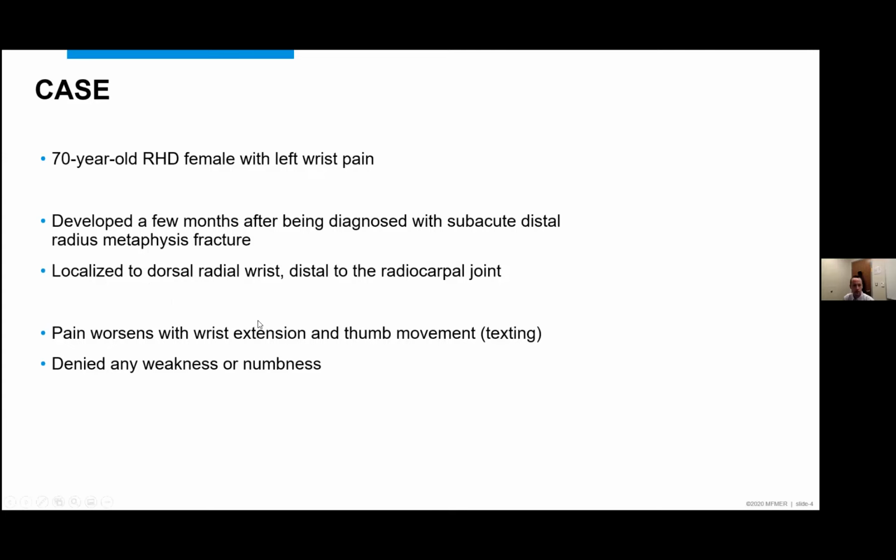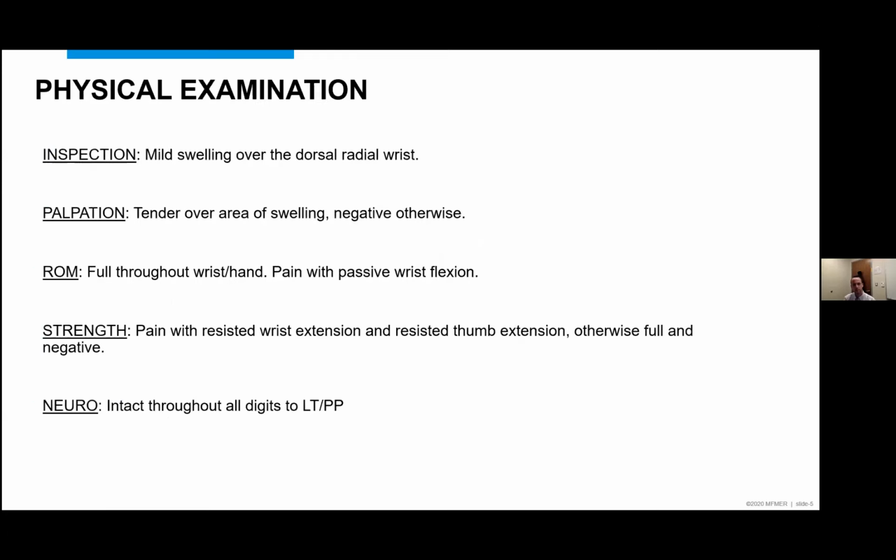It's a 70-year-old right-hand dominant female, came in with left wrist pain for a diagnostic ultrasound. This pain developed a few months after being diagnosed with a subacute distal radius metaphysis fracture. She localized her pain to the dorsal radial wrist, just distal to the radiocarpal joint, and the pain worsened with wrist extension and thumb movement, things like texting, etc. She denied any numbness or weakness.